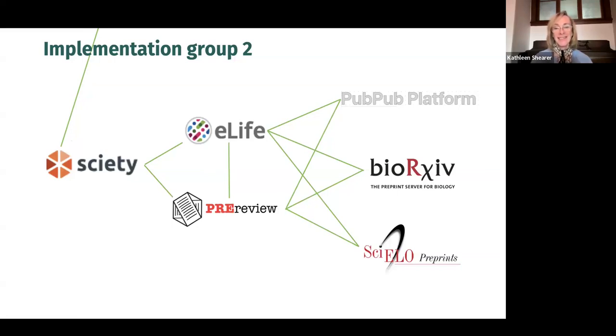So the idea really is this ecosystem continues to grow and flourish, and we create a very vibrant alternative to the traditional walled gardens of the commercial publishers.